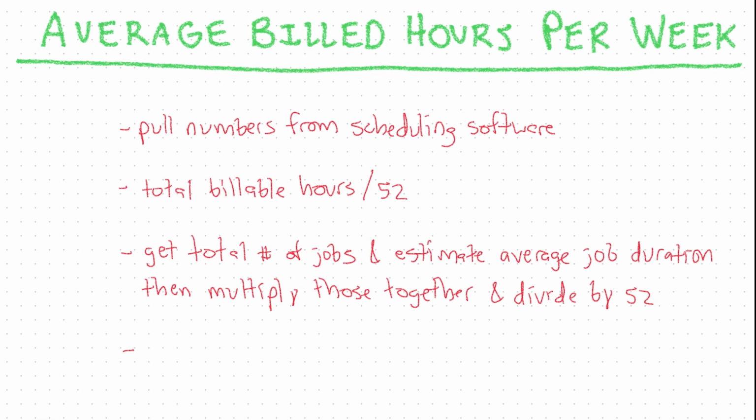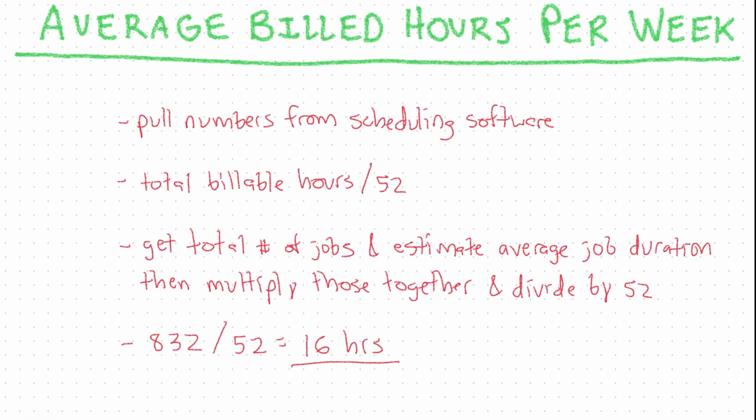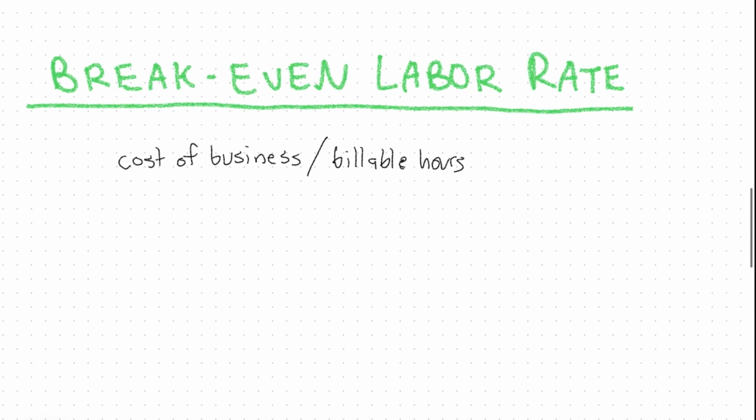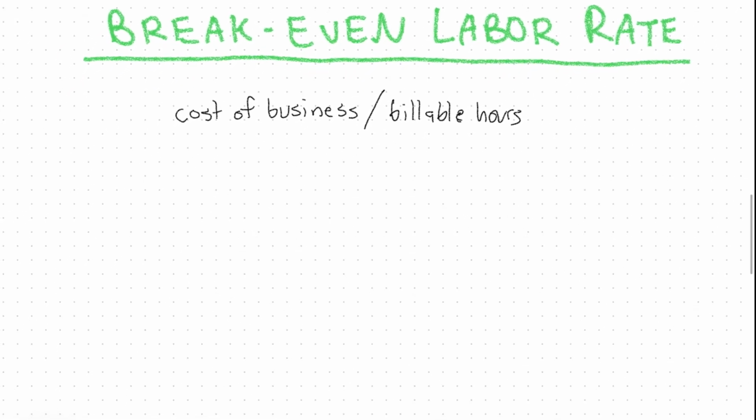So our total billable hours for the year comes to 832. We divide that by 52 and we get 16 billable hours per week. Now this will vary for everyone. Every business is different. Some weeks you'll work a little longer, some weeks you'll work a little less, but this is our average.